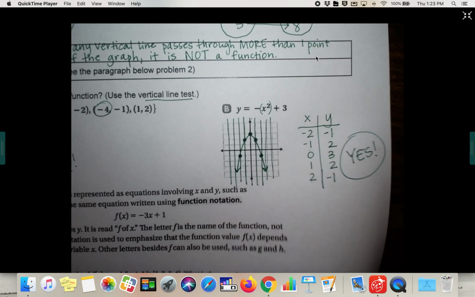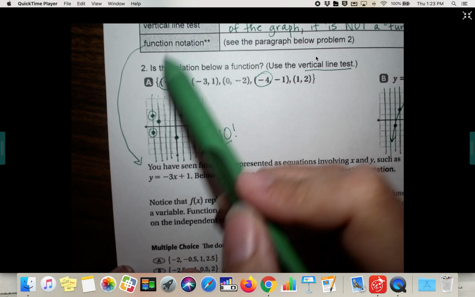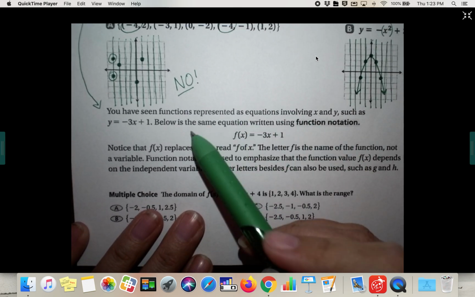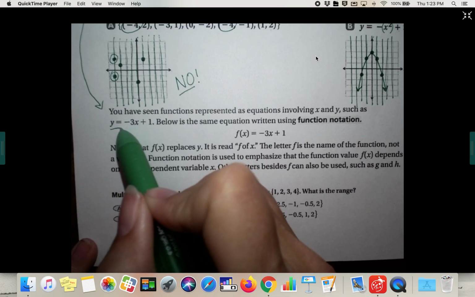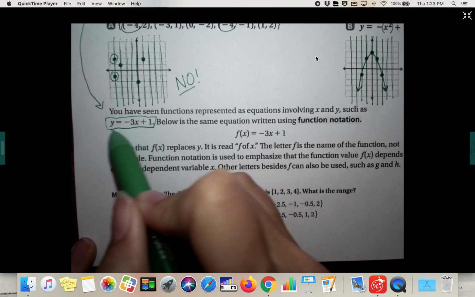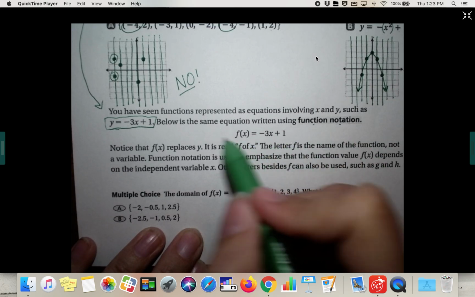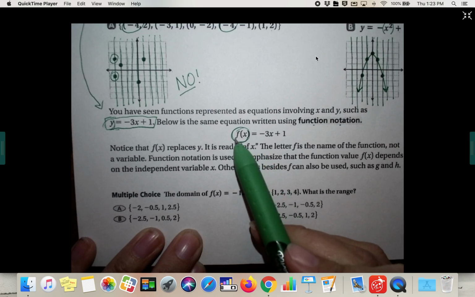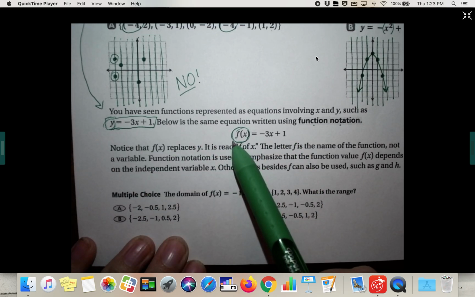All right. Up here in the key vocabulary, function notation, this is actually the only thing function notation is. This is how the equation has been written in the past, y equals negative 3x plus 1. If we're using function notation, literally the only thing that changes is y becomes the f of x. F of x equals negative 3x plus 1, and I promise you that these just mean the same thing.